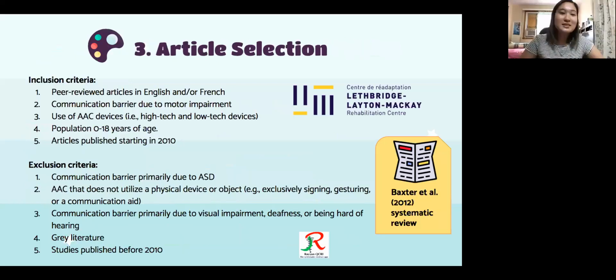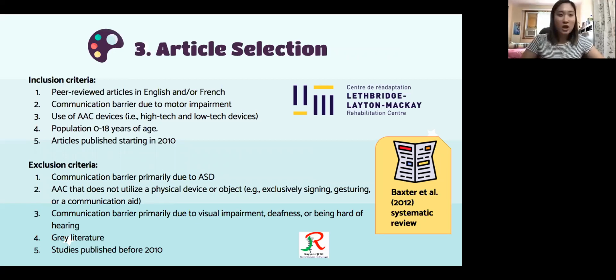In step 3, we have established our inclusion and exclusion criteria based on what the clinicians from Mackay Rehabilitation Center wanted to know, and also based on their clientele. As a result, we have included articles where the communication barrier was primarily caused by a motor impairment. We have also included articles where they highlighted the use of AAC devices, either high or low tech. And we have included papers with the population from 0 to 18 years of age. Considering there was already a systematic review published in 2012 by Baxter and al., also describing barriers and facilitators to the use of AAC devices, we have decided to include articles published starting in 2010 and onwards.